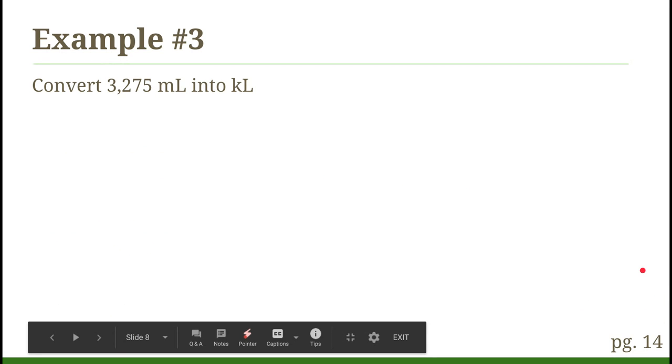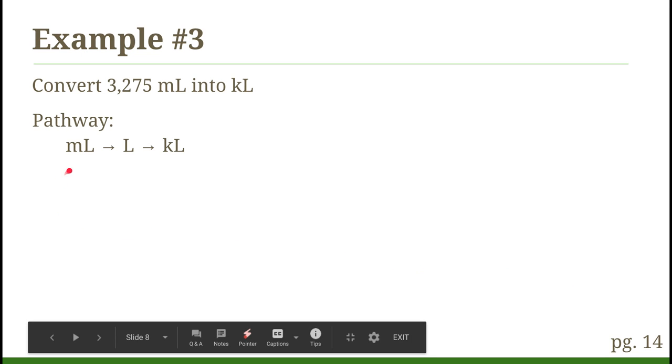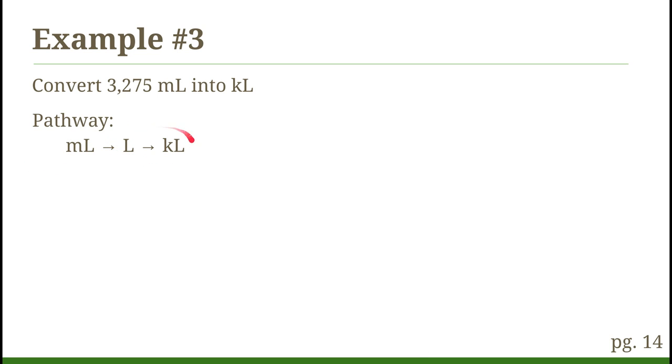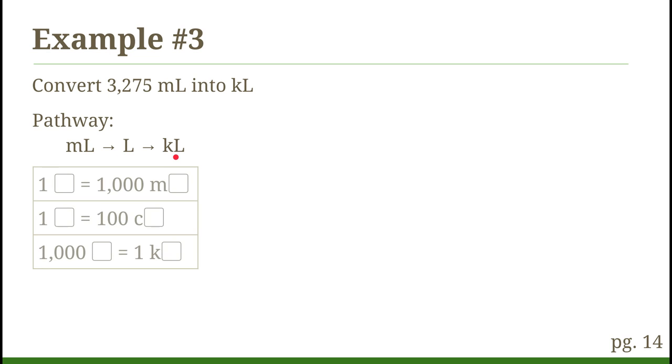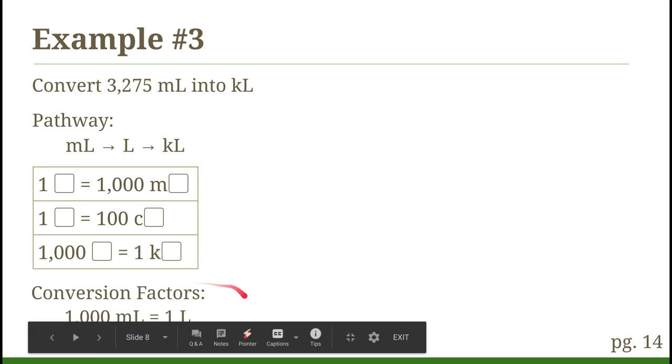On the next page, page 14, we have an example trying to convert milliliters into kiloliters. So first we'll define this pathway, and the way that we can figure out this pathway is because there's a conversion factor that compares these two units and a conversion factor that compares these two. And so we know that if we can convert milliliters to liters, then we'll be able to convert liters to kiloliters. In order to figure out those specific conversion factors, we can look at these defaults and find the two shown at the bottom here.